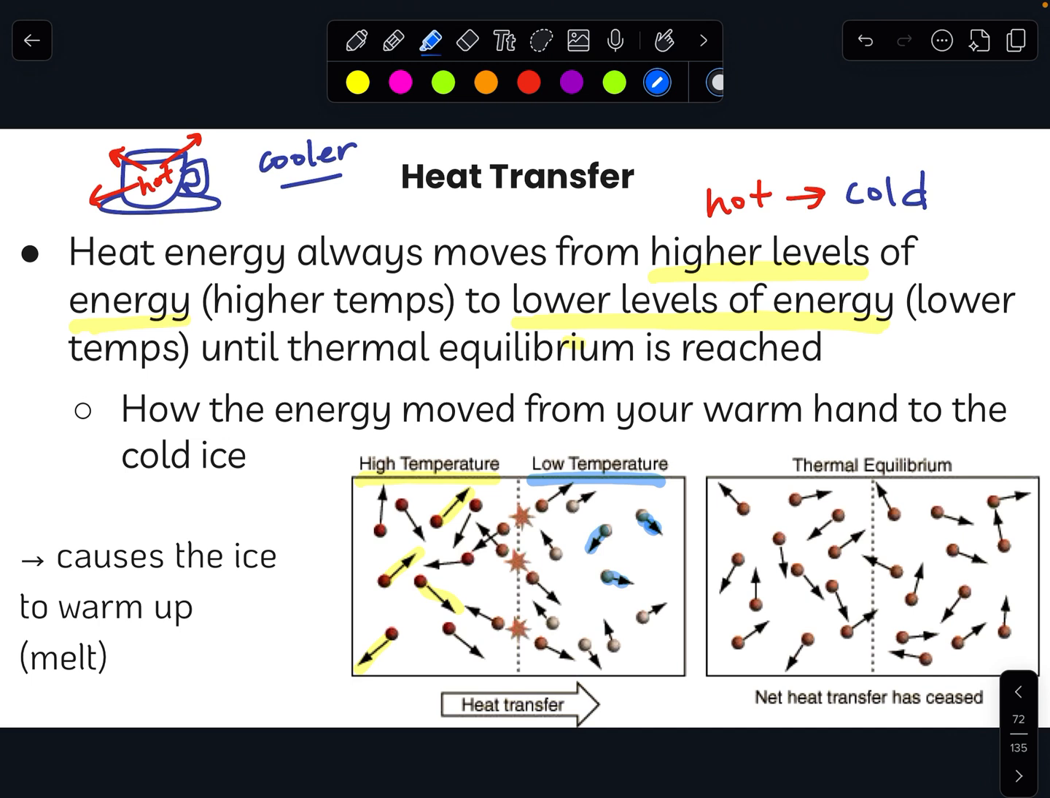But over time, eventually, all that energy is going to transfer. It's kind of like sharing the energy. So we reach something that we call a thermal equilibrium. Basically, that just means that our temperature on both sides are equal. So we have equal temperatures, right? Or equal energy. So the temperature is the same, right? Your coffee is not going to get colder than the room that it's sitting in, but it's going to be the same temperature as the room.